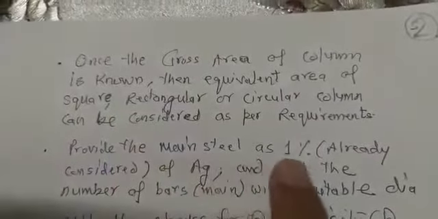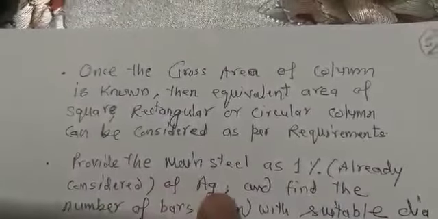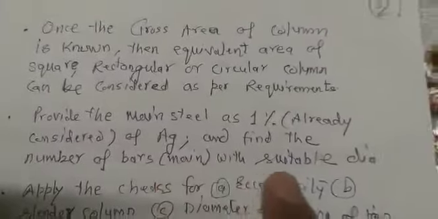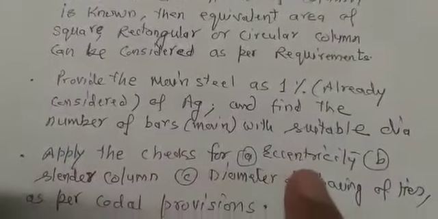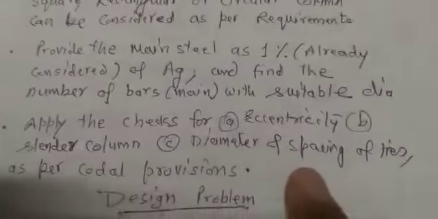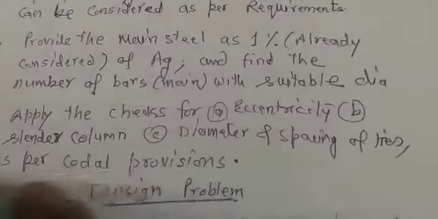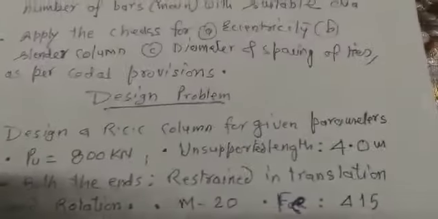Provide the main steel as 1% of Ag, as we have already discussed, and find the number of main bars with suitable diameter. Apply the checks for eccentricity, slender column, and the diameter and spacing of the ties as per the codal provisions.